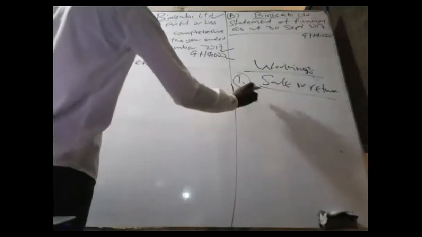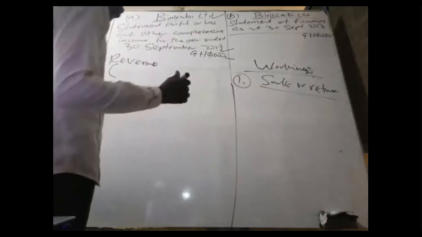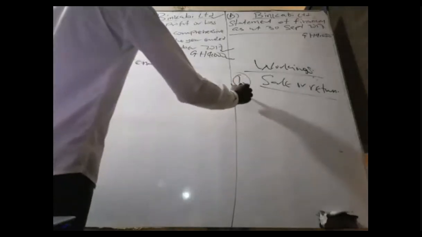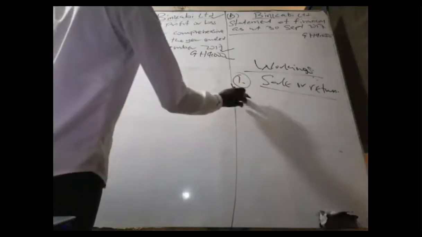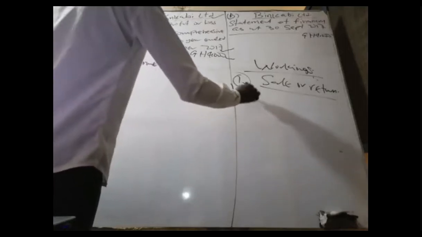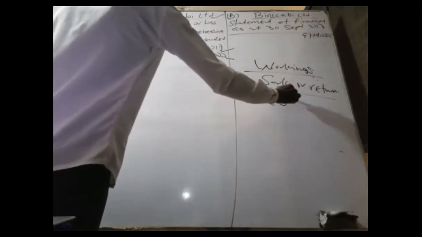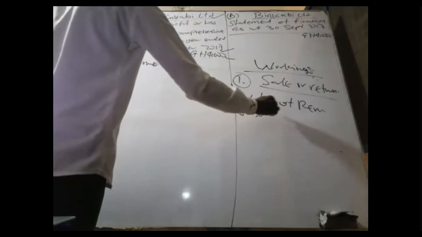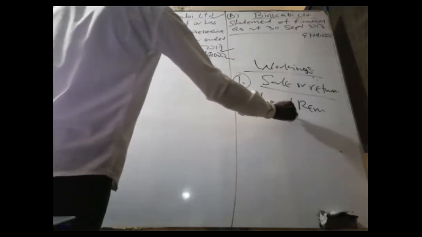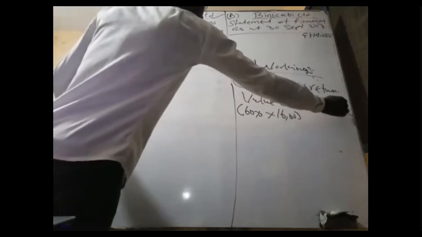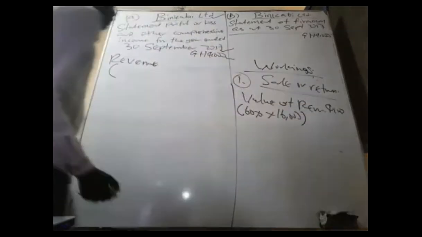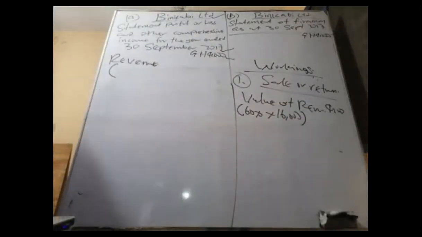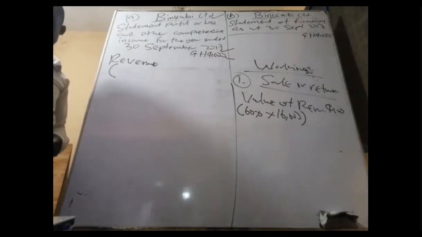So first item, third examiner, the sales value. So value of the remaining goods. Let's calculate it: 60% times 16,000. So what would be the answer? 60% of this figure, any answer for us?